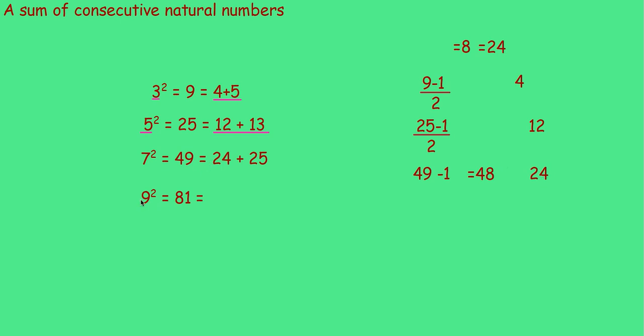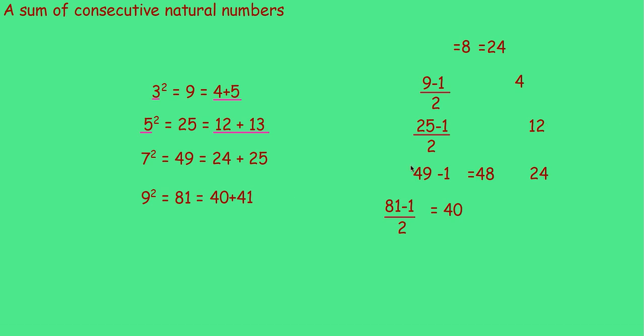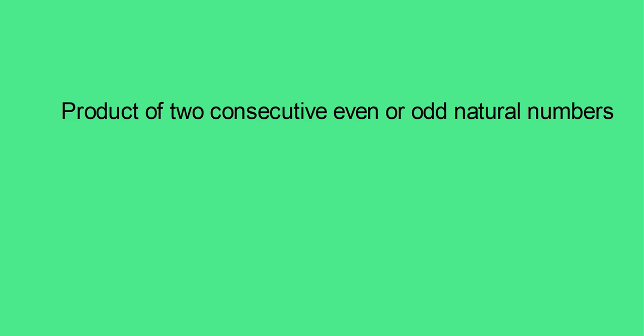If it is so, 9 square is equal to 81. 81 minus 1 by 2, what will it be? It is equal to 40. So 9 square you can write as 40 plus 41. In this way, any square number you can write as a sum of consecutive natural numbers.